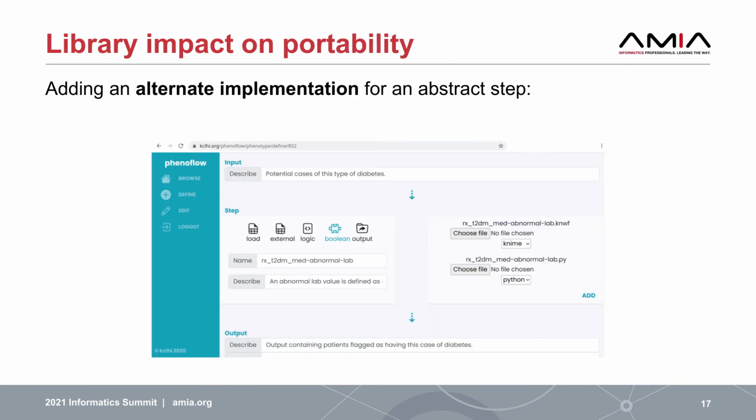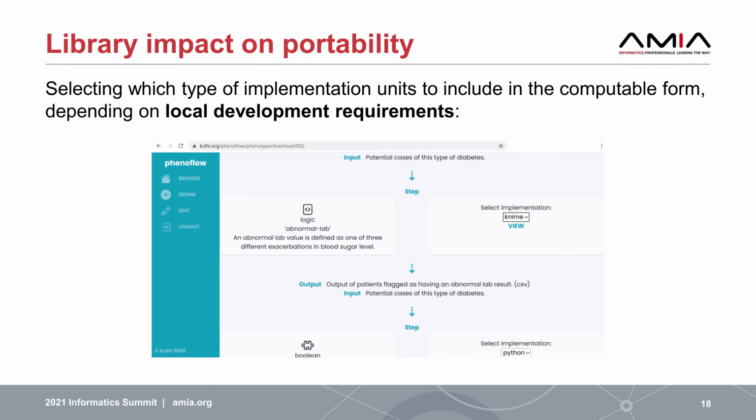Specifically, we've seen that we can author a definition and add an associated implementation unit, but also future authors can add alternate implementation units. And what this provides is actually the ability to customize your downloads. So you can customize the type of implementation units that are combined in a kind of modular way when you go to download a phenotype. What this allows you to do is to build something or create something that you are comfortable editing.